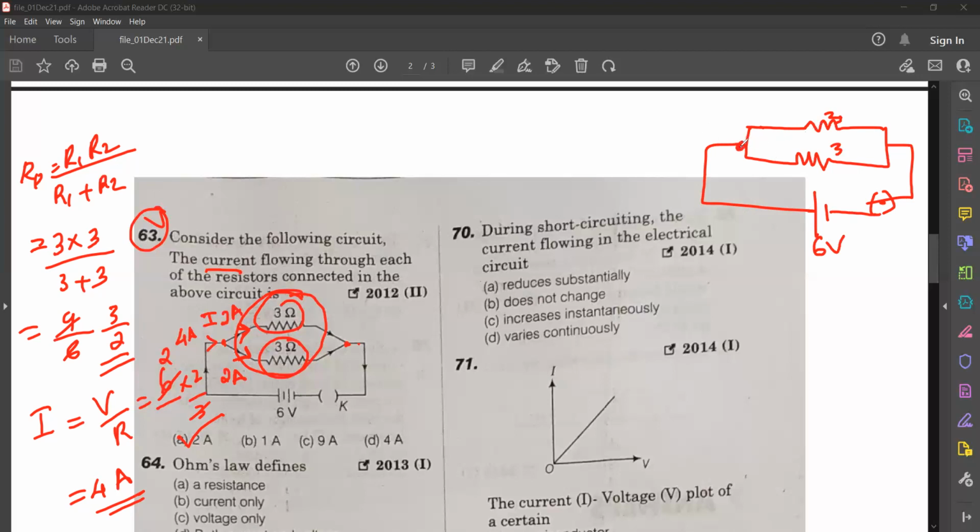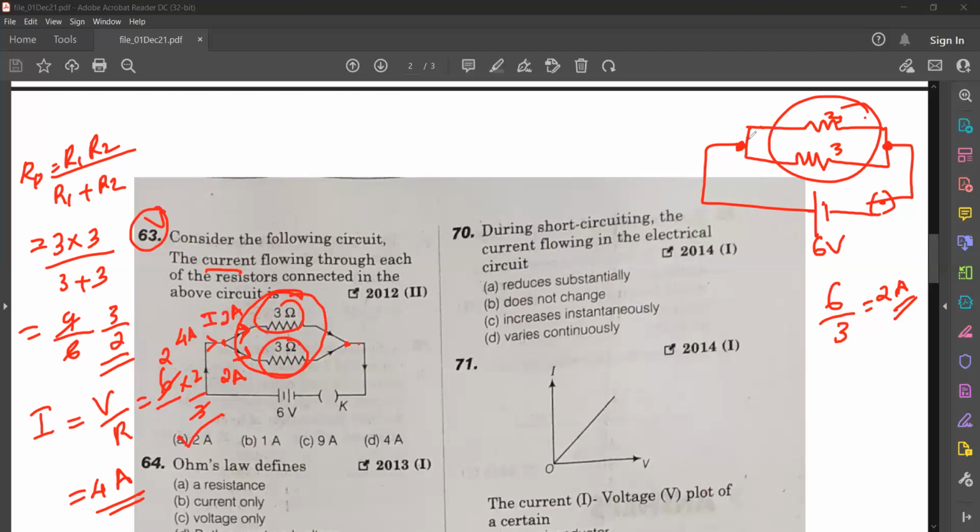Why? Because they are connected at same ends, isn't it? So this 6 volt will be the voltage across these ends. So if you want, you can just do 6 divided by 3. So that is 2 amperes. If they are asking the current in the overall circuit, you have to find the combination, then divide V by R. Understood? Then you have to apply this formula.